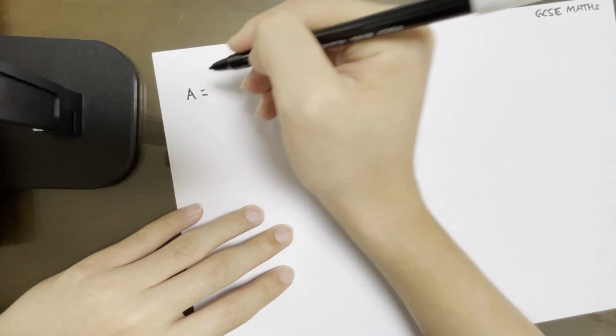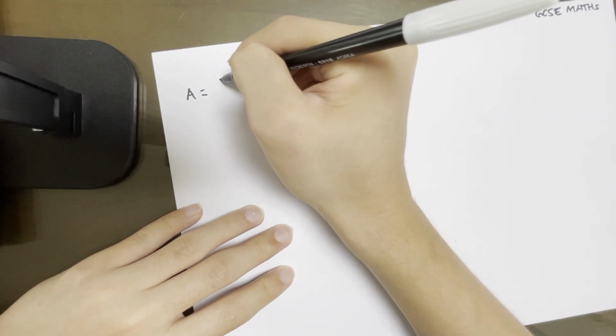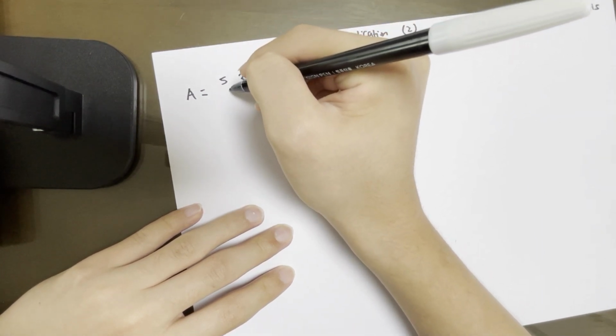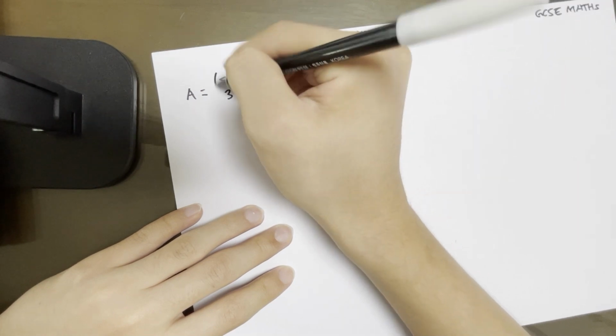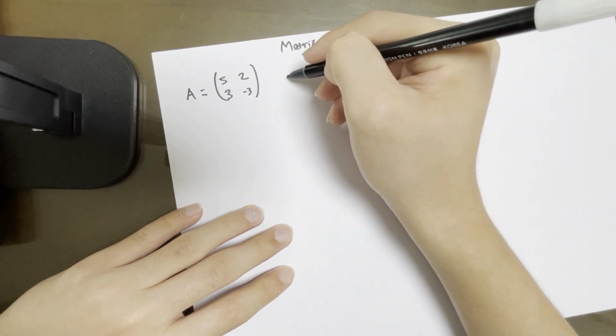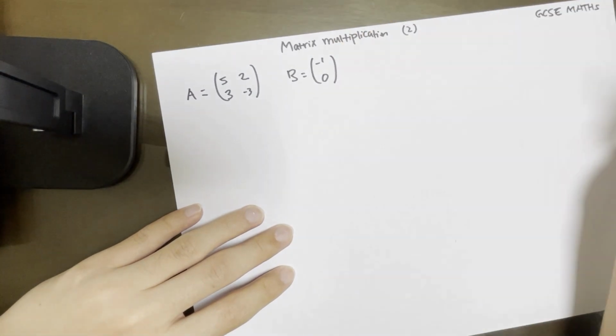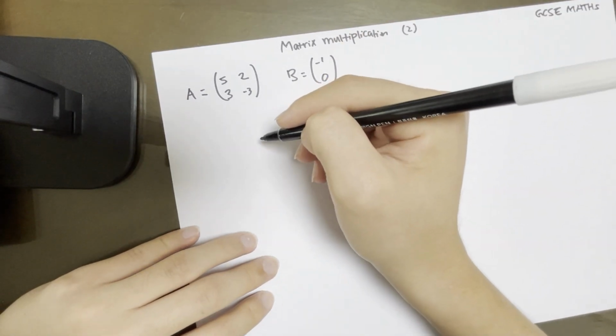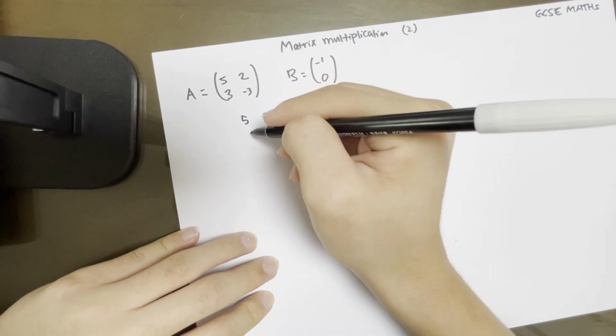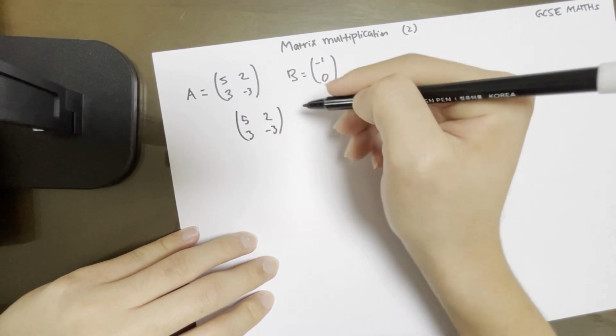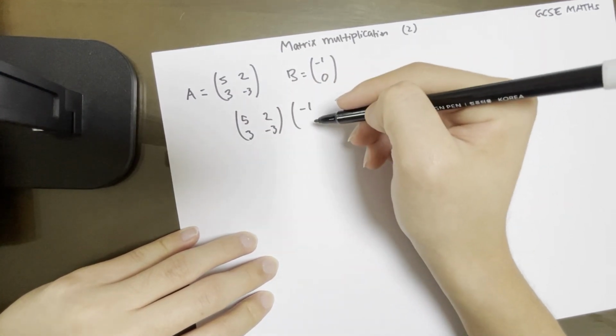A is 5, 2, 3, minus 3. And B is minus 1, 0. Work out AB. We basically just do 5, 2, 3, minus 3 multiplied by minus 1, 0.